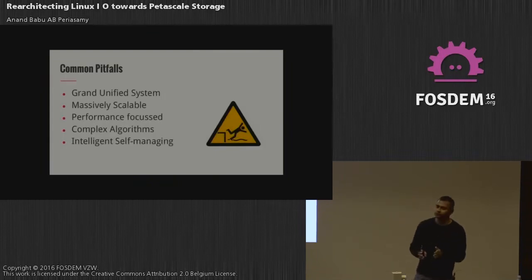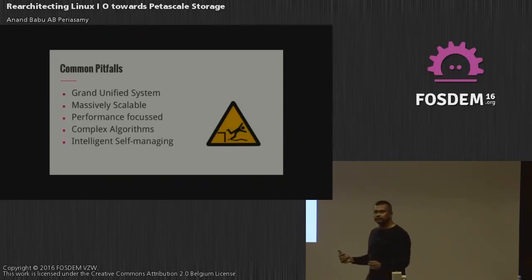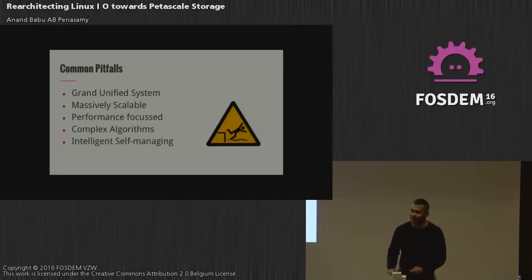Unless you are doing some special purpose file system, which is not for scale, focus on keeping things simpler. Avoid complex algorithms, avoid intelligent systems. Something I've learned the hard way is that self-managing, intelligent systems that can fix all these problems by themselves often break down.